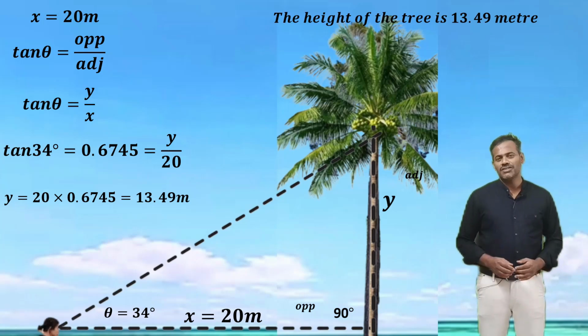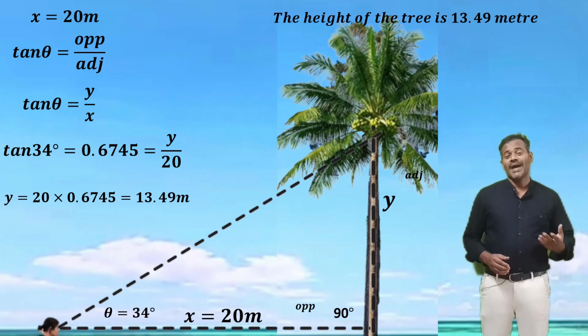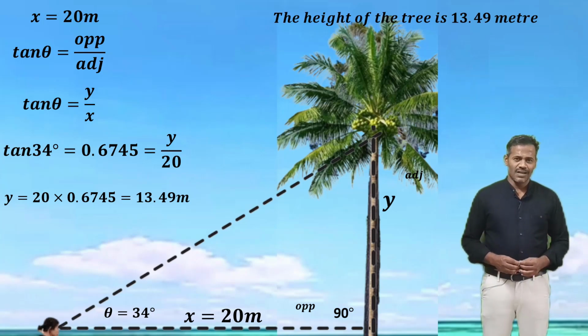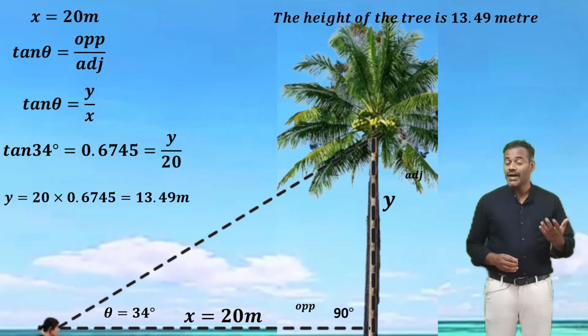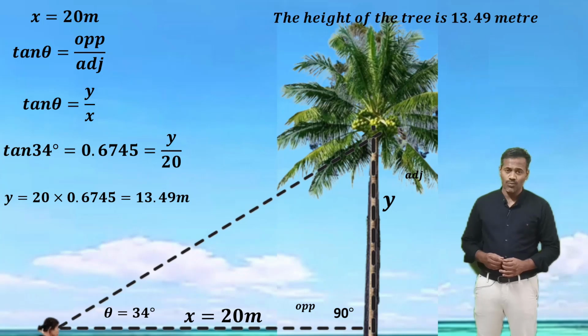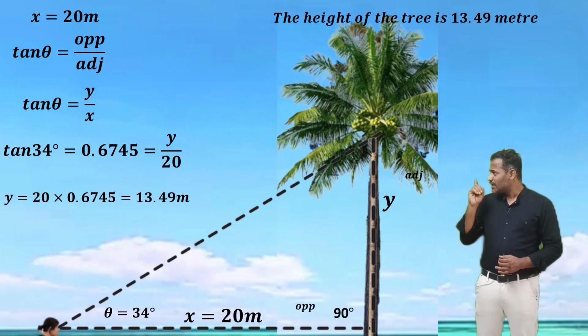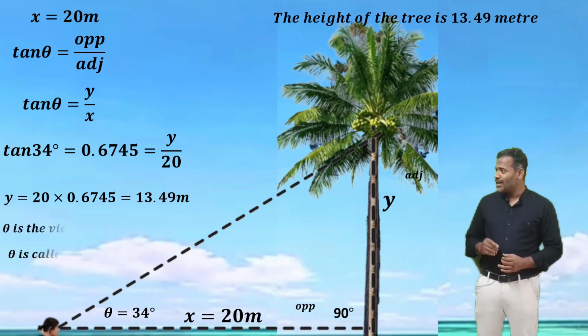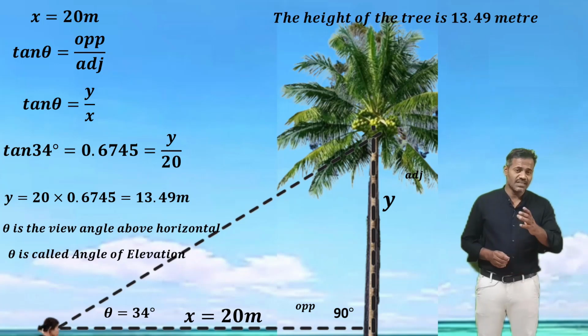So children, by measuring the horizontal distance and measuring the angle, we can easily find the height of the tree. This same idea can apply to the height of a building also. Now this angle we are measuring from the horizontal above, right? So the angle theta is the view angle above the horizontal. That theta is called the angle of elevation, right?